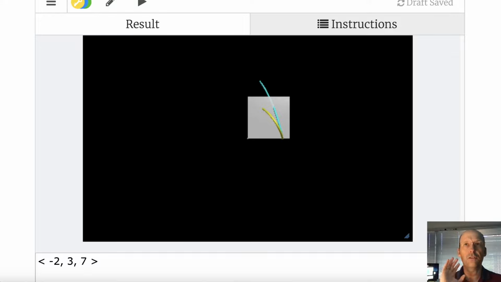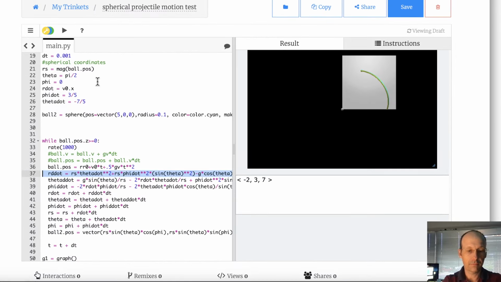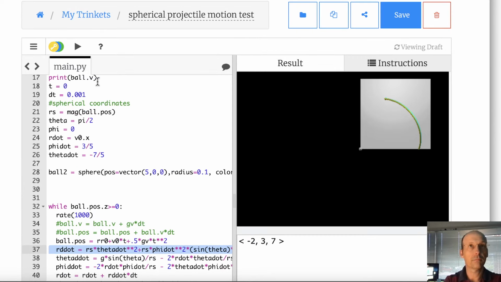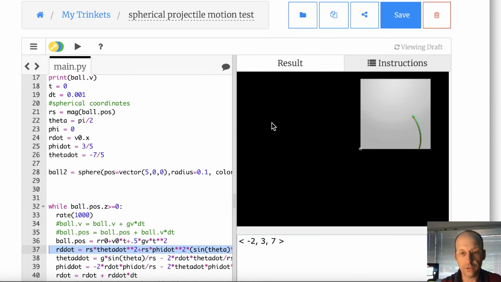Okay, well, let me switch over to the version that does work. I'll give you both versions. Like I said, I promise you this works. Where'd it go? Oh, there it is. Okay, so this one does work.